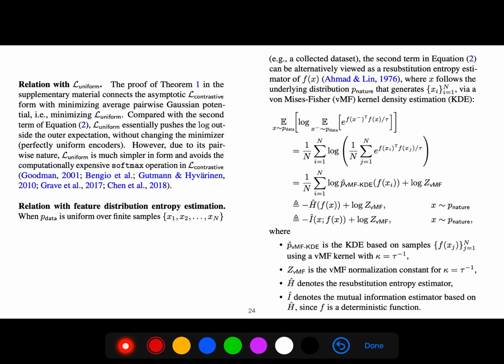We also have a relation with feature distribution entropy estimation, because when P of data is uniform over finite samples, the second term can alternatively be viewed as a resubstitution entropy estimator of f(X), where X follows the distribution that generates x_i, using von Mises-Fisher kernel density estimation. And P hat is just the KDE on samples using this kernel.